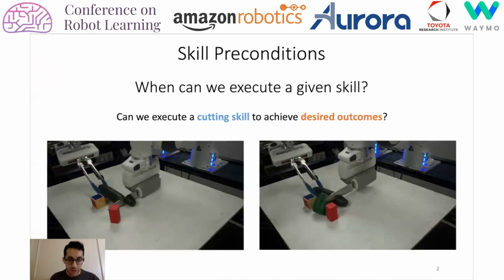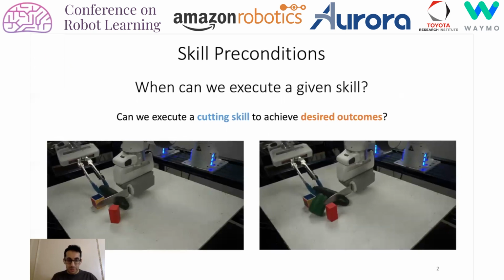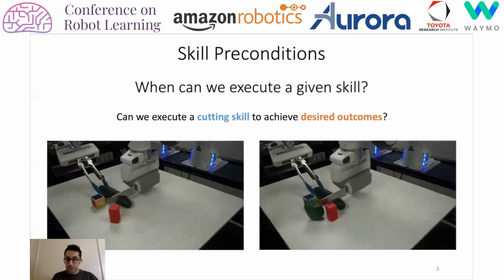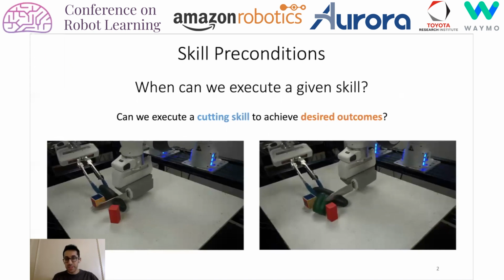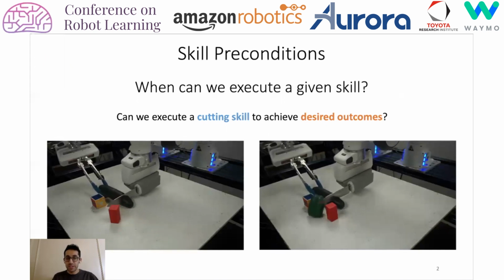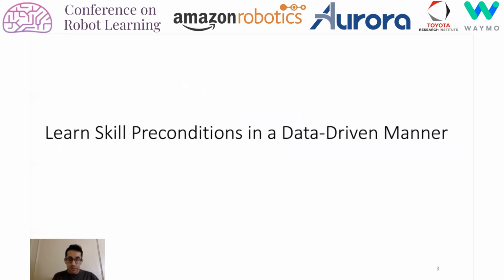As seen in the following videos, although there are multiple objects in both videos, none of the objects on the left impede the cutting skill. While for the video on the right, it is not possible to execute the skill without accidentally damaging the bell pepper. In this work, we want to learn such skill preconditions in a data-driven manner.